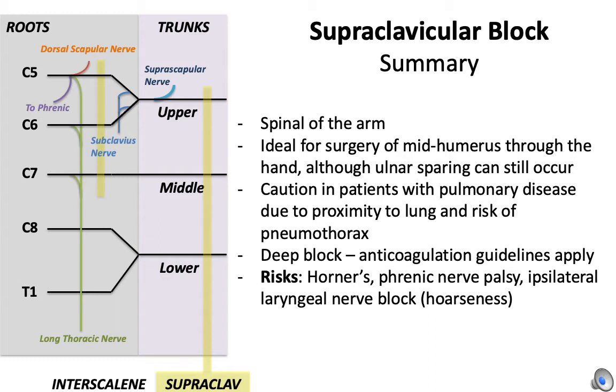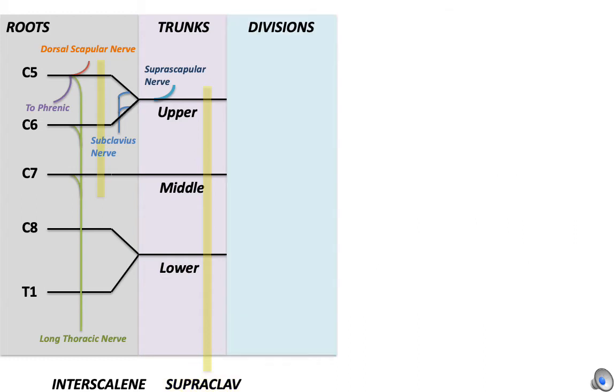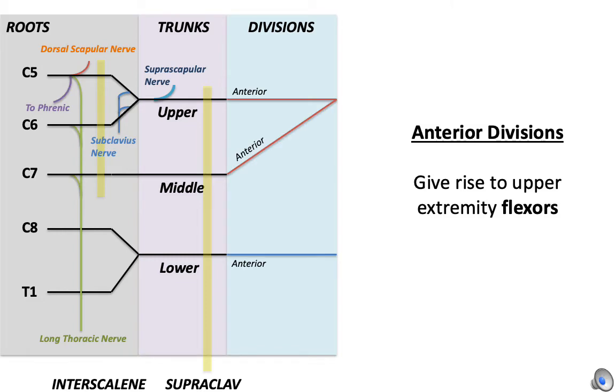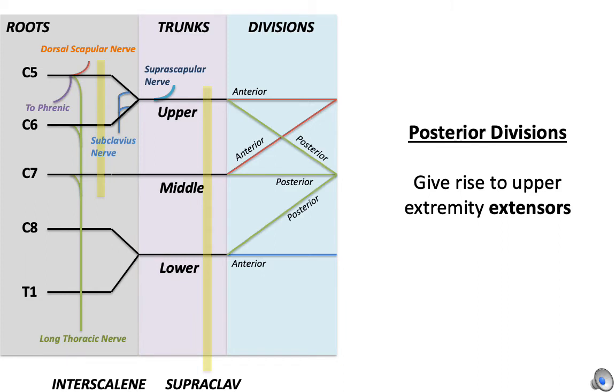Risks with this block include Horner syndrome, phrenic nerve palsy, and ipsilateral laryngeal nerve block, which can result in a hoarse voice. As we move distally in the brachial plexus, the trunks give rise to 6 divisions. 3 anterior divisions give rise to the upper extremity flexors, and 3 posterior divisions give rise to upper extremity extensors.